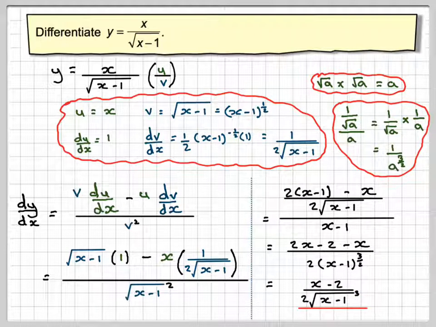Okay, so this has been a video to show you how to differentiate a radical function using the quotient rule. I hope you understood, and I thank you very much for watching.